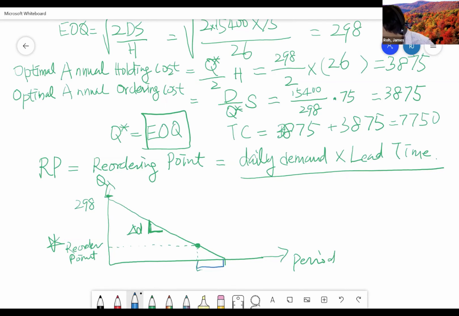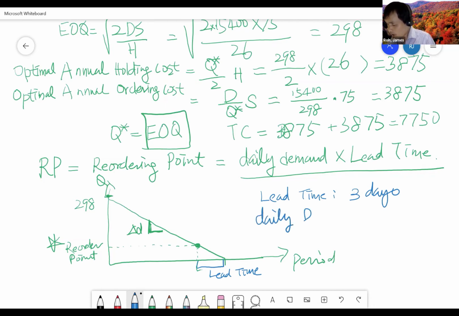Okay, this is your lead time. How long does it take for me to receive my inventory? That's lead time. And in this question, you see that the lead time is 3 days. It's quite fast, but say you are receiving it from China, it's going to take 1 month, 15 days at least. So that's your lead time, and the daily demand.